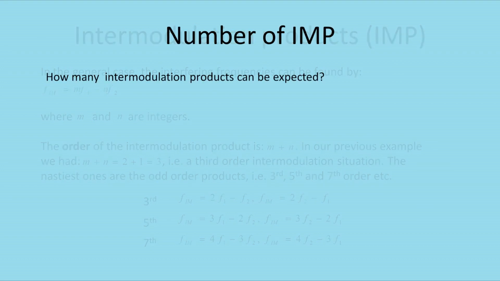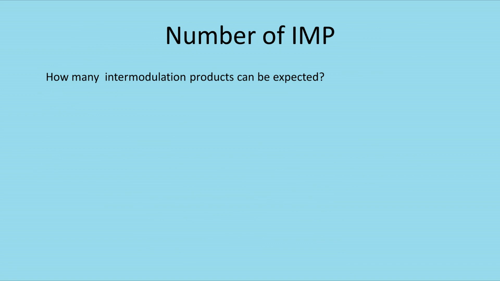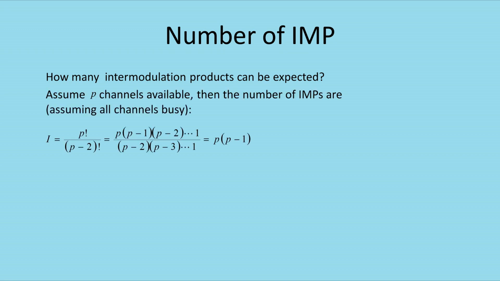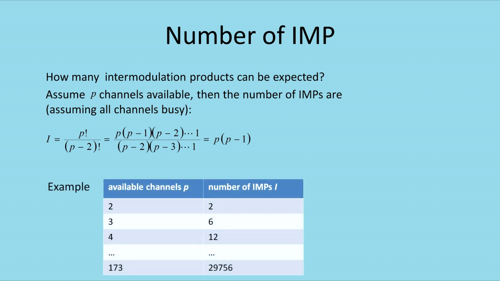Another interesting question is how many interfering intermodulation products can be expected. Assume we have P channels busy, then the number of possible intermodulation products is P times P minus 1. Some examples are found in the table. For P equal to 2, the case we have studied so far, 2 interfering intermodulation products are expected. In a GSM band, there may be about 170 channels, which gives rise to approximately 30,000 intermodulation products.